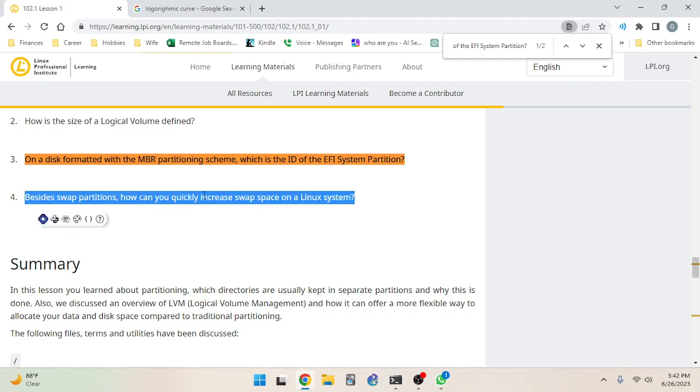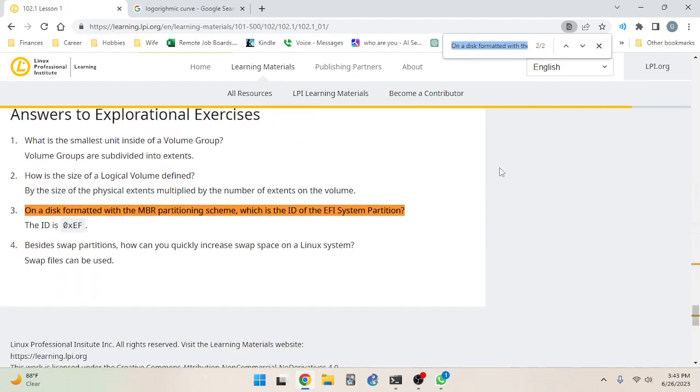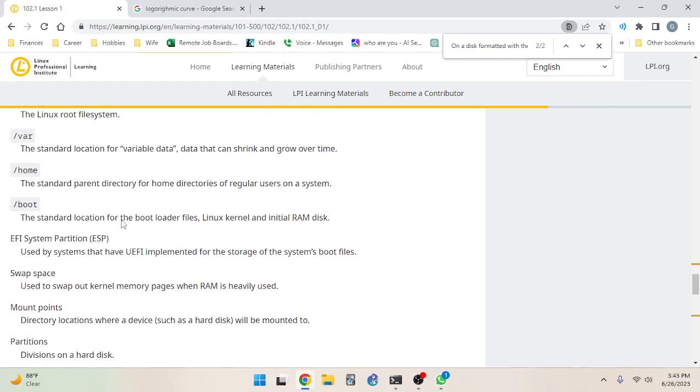Besides swap partitions, how can you quickly increase swap space on a Linux system? So I want to say you can do it through extents. Let's see if that's even close to the correct answer. Oh, swap files. Shoot. Okay. I did not get that one right.